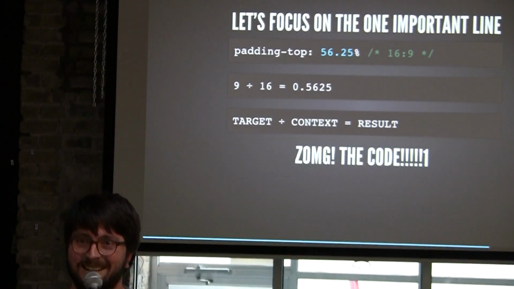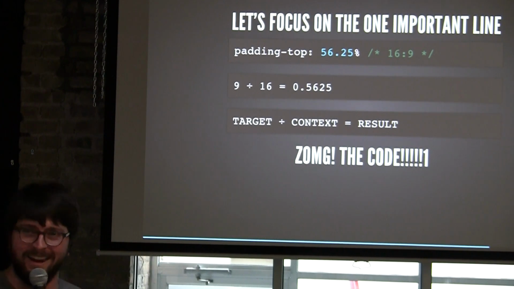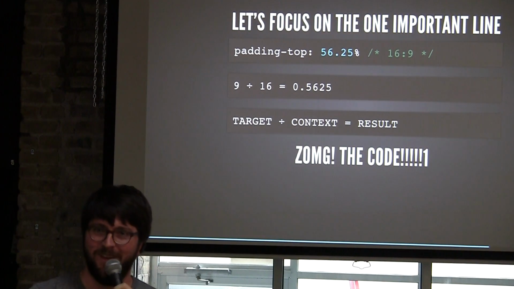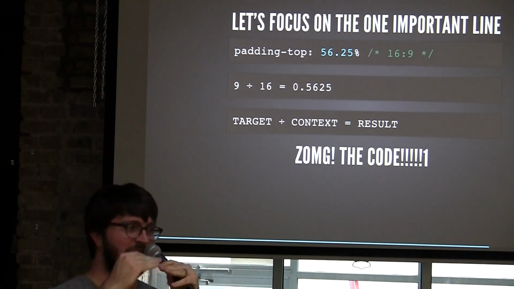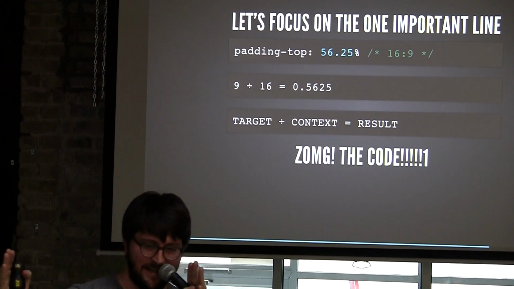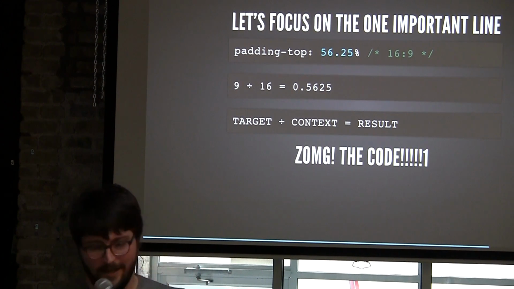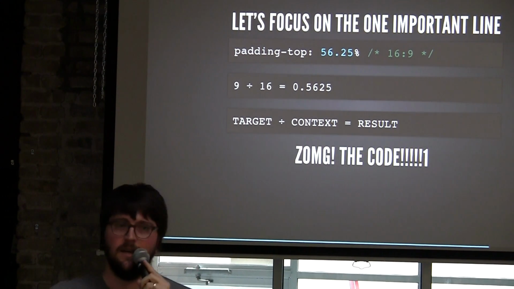Oh my gosh, guys! It's that code again. It showed up. There it is. So target, which is you want it to be 9 of 16 units, and that's your result. And it works on anything. It's pretty awesome.